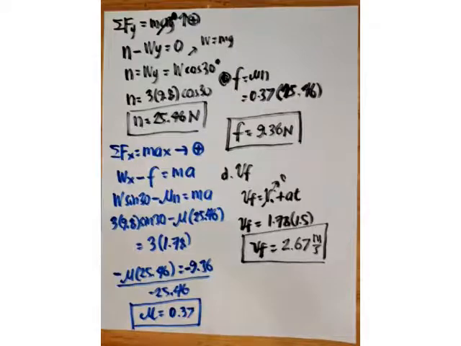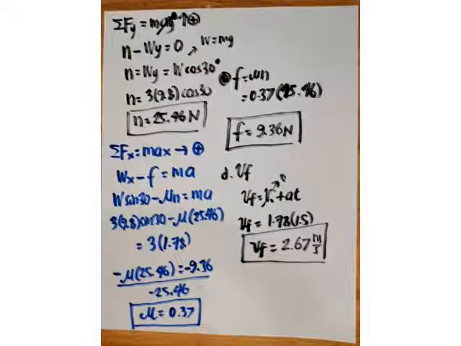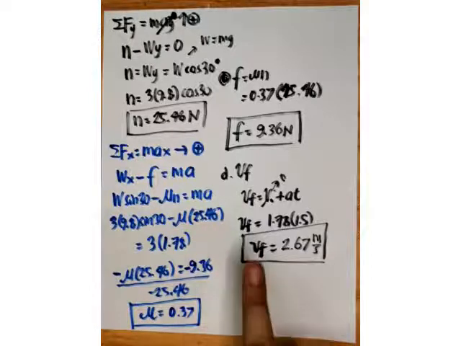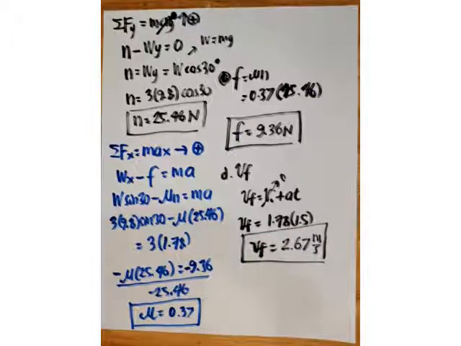Okay, so for the last one, we are to find the velocity or the speed of the object as it traveled 2 meters or 1.5 seconds. So we just use a kinematic formula. V final is V initial plus at, wherein the initial velocity is 0. So therefore, V final is equal to the time and the acceleration. So we'll get 2.67 meters per second. Okay?